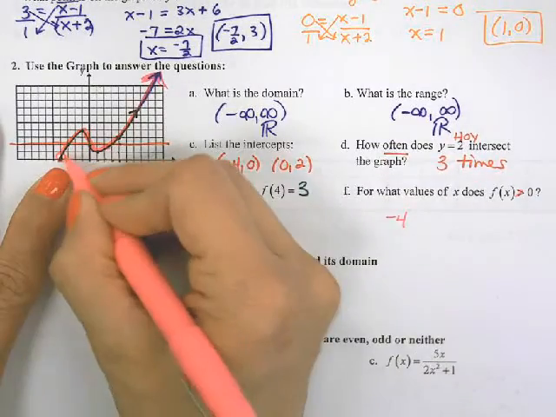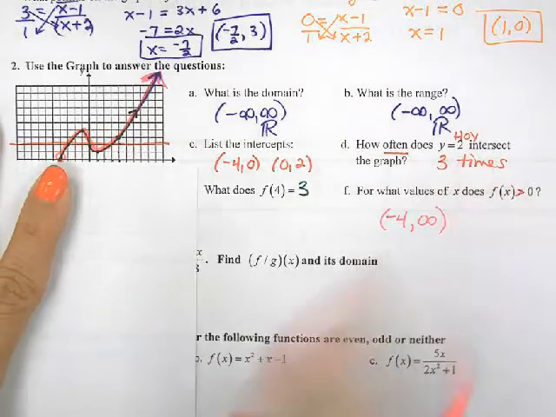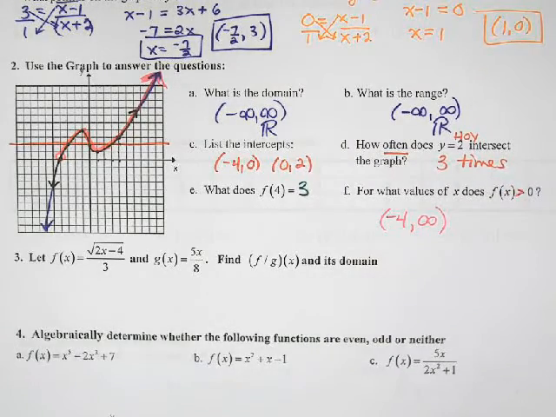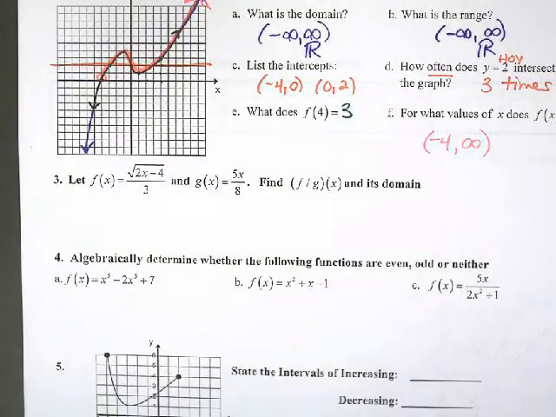Since it's greater, that's an open bubble. I'll have to use parentheses all the way to infinity. Okay? All right, please be ready to answer some questions if I give you a graph. Let's do some calculations and talk about domain a little bit here.